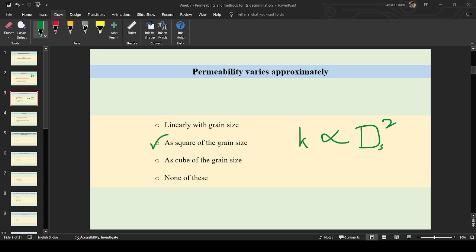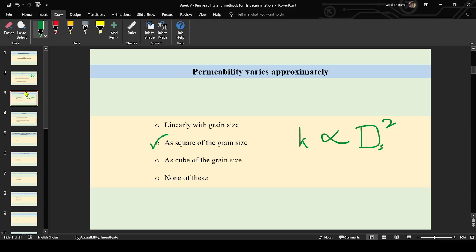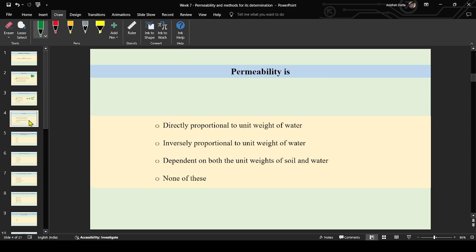Okay. So the next question was, permeability is, now here with the unit weight. What is the answer?